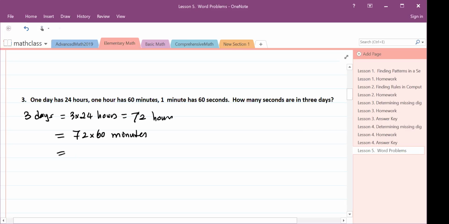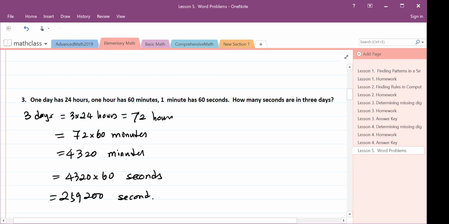Okay, so let's do the multiplication. And then 72 times 60, right, is going to be 4,320. Okay, then 1 minute equals 60 seconds. Then you put, don't forget the units, okay, 60 seconds. Then you will get 259,200 seconds. Wow. Now, this is one way to do this, going forward.